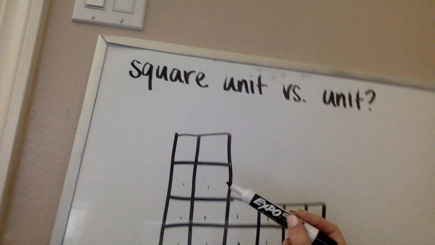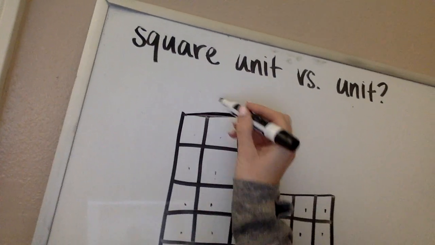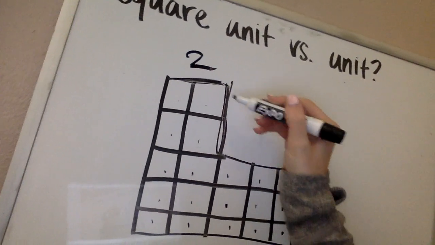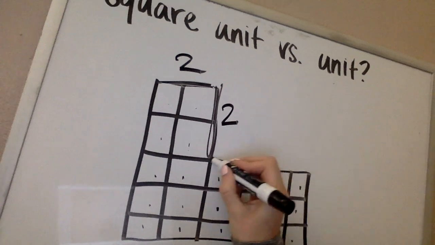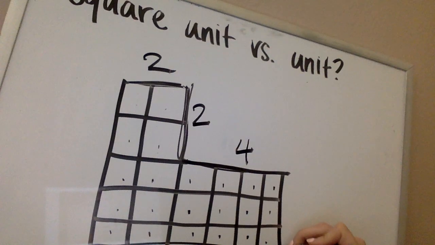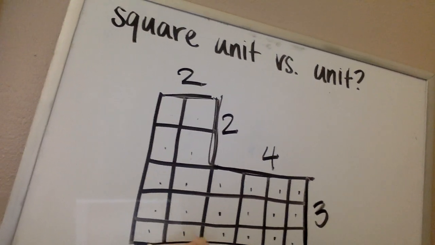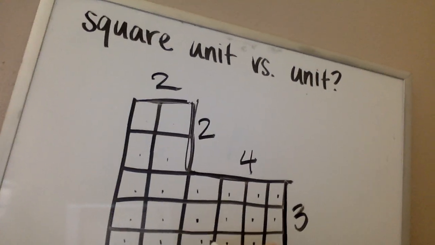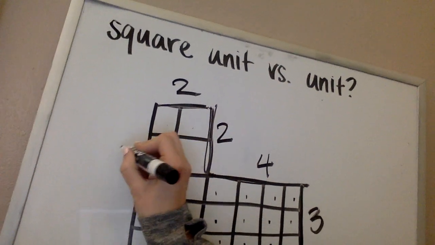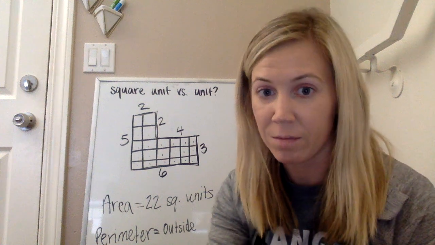So, for example, I have 2 squares for my area, so that means that line for the perimeter will be 2. This line also has 2, so that's 2. This line has 4. 1, 2, 3, 4. This line has 3. This line, 1, 2, 3, 4, 5, 6. 1, 2, 3, 4, 5. Next, I'm going to take all those numbers and add them together.